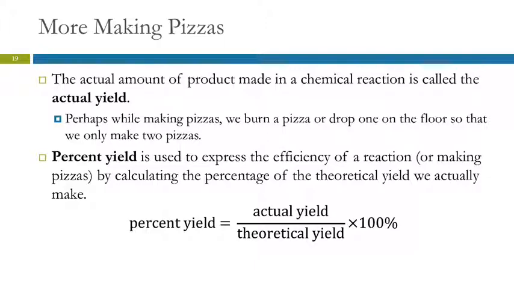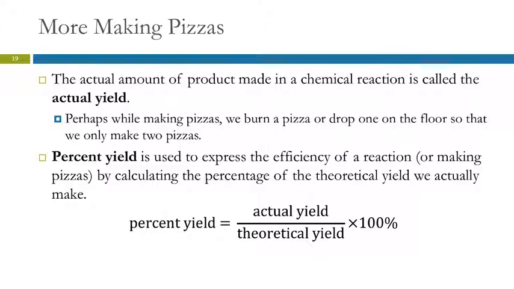Have you ever made pizza or pancakes or something and you drop one on the floor? Or you get distracted by your video game and you don't hear the timer and you burn one to a crisp, right? So you only made 2 pizzas because you burned one. Is your actual yield 3 pizzas? No, it's only 2 because that one was unusable. In theory, you should have been able to make 3 pizzas. You had enough stuff, but you screwed it up, right?